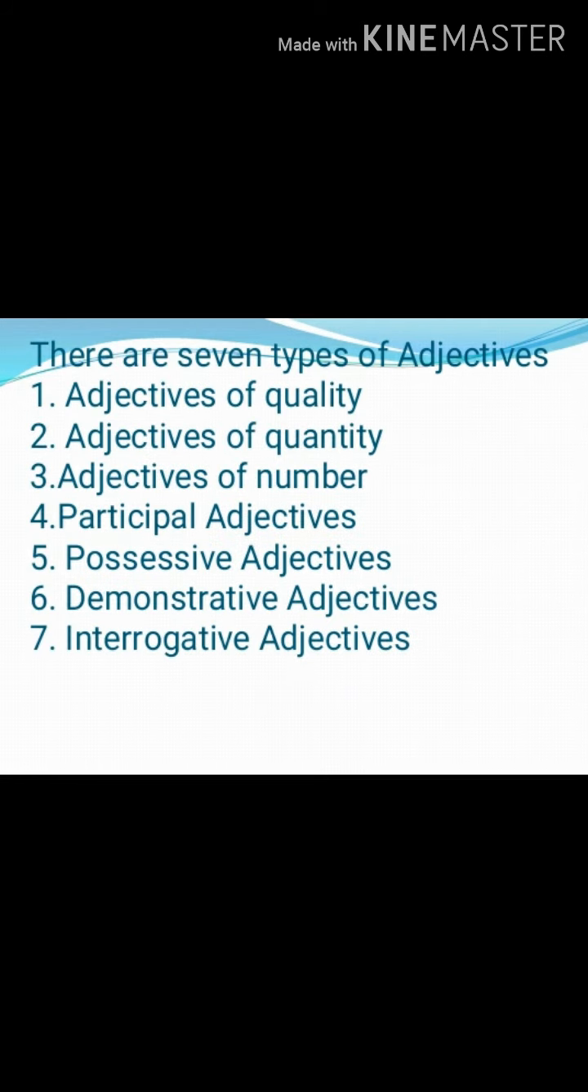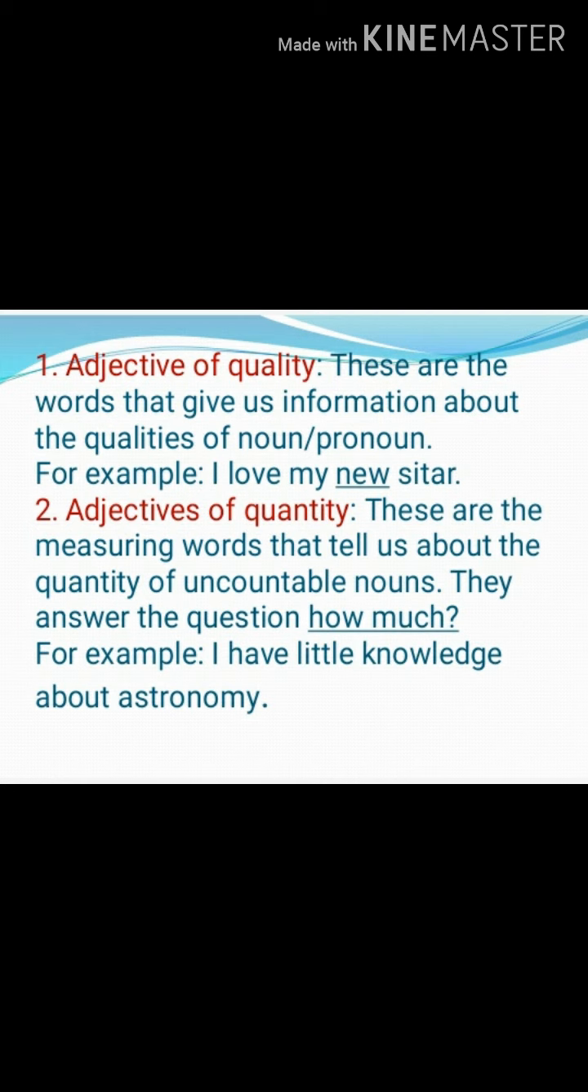Now there are 7 types of adjectives: adjectives of quality, adjectives of quantity, adjectives of number, participle adjectives, possessive adjectives, demonstrative adjectives, interrogative adjectives. Now let's begin with their definitions. So the first one is adjectives of quality. These are the words that give us information about the qualities. Means it tells us about the qualities of the noun or a pronoun. For example, I love my sitar. Here it shows the love for the noun sitar.